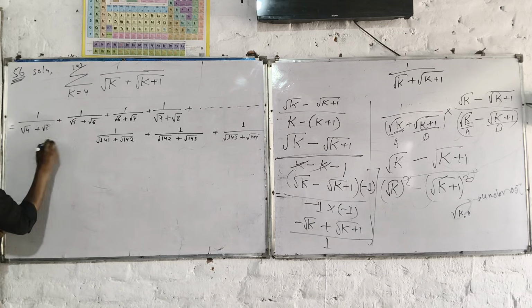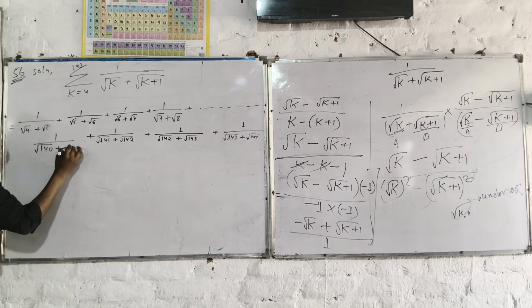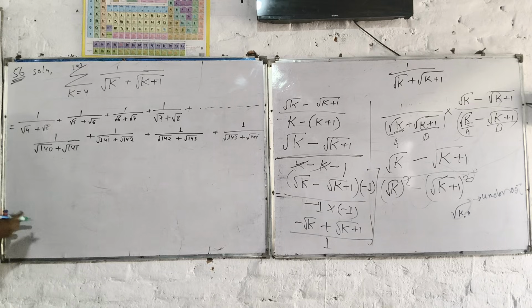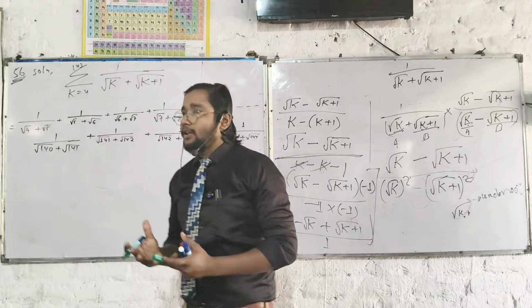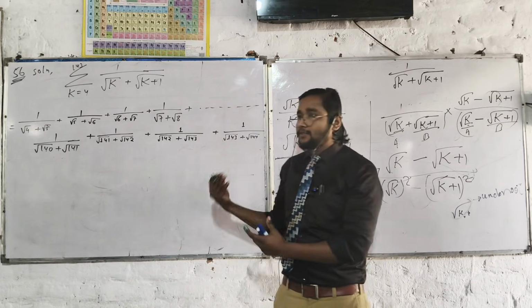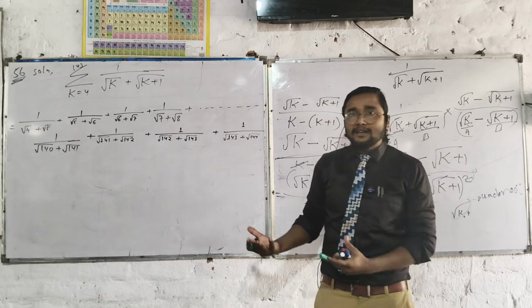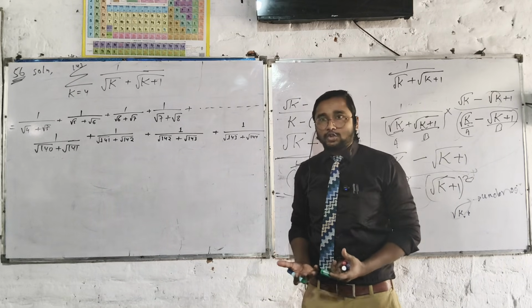Let's write one more term. Now you tell me, 140 plus. I hope you understood that. So we wrote here the last four terms, and we wrote here the starting four terms. The starting four terms and the last four terms will decide the whole question. What could be the answer of this question?